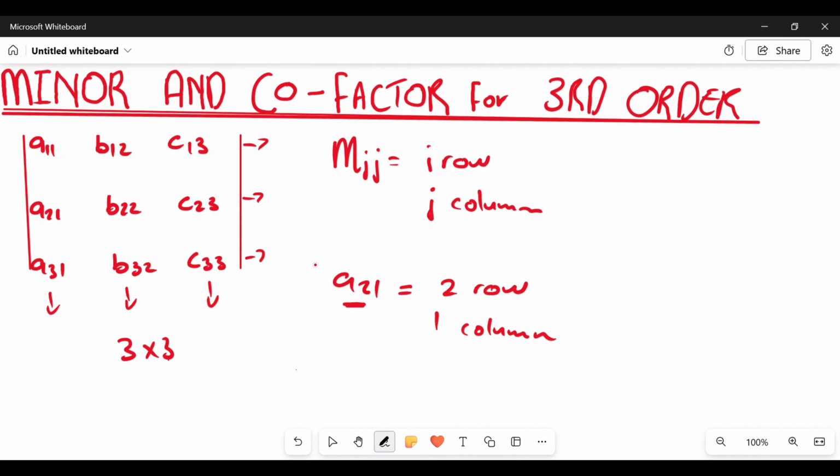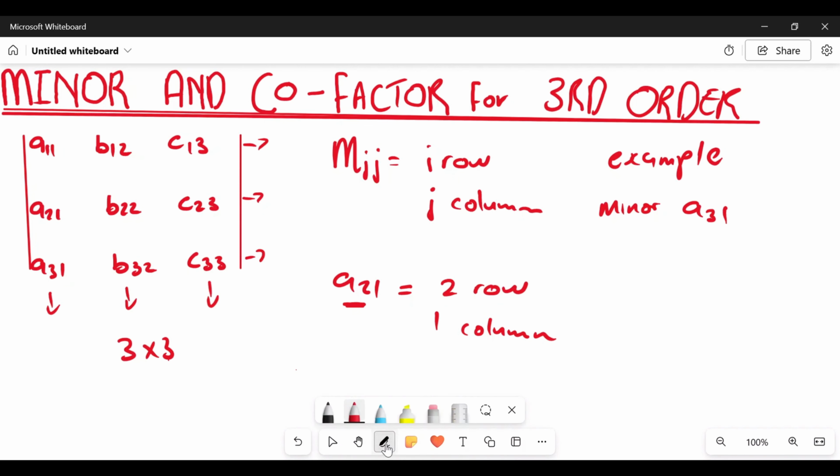Now from here, let me show you how to calculate the minor. What you should know is that each and every entry here has a minor. So how do you actually calculate the minor of this square matrix? It's very simple. Again, I'll make an example. For example, let's calculate the minor of maybe A31. So they say find the minor of A31. How do you actually find the minor of A31?